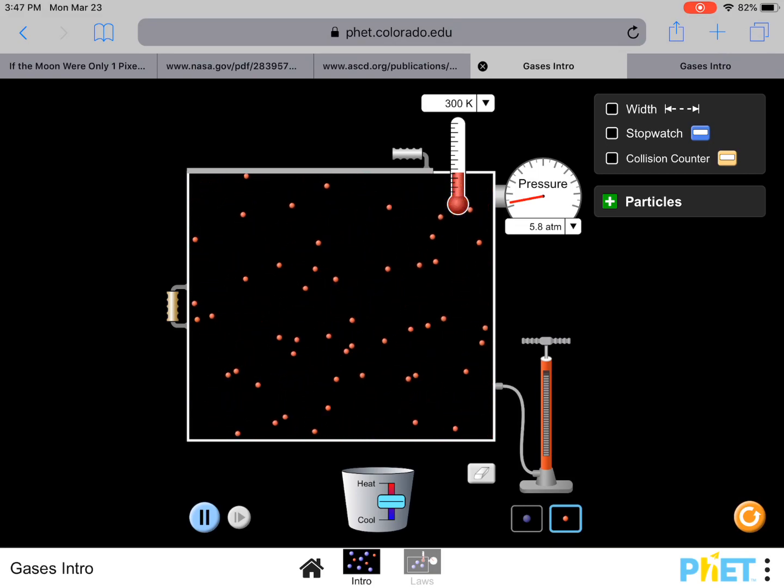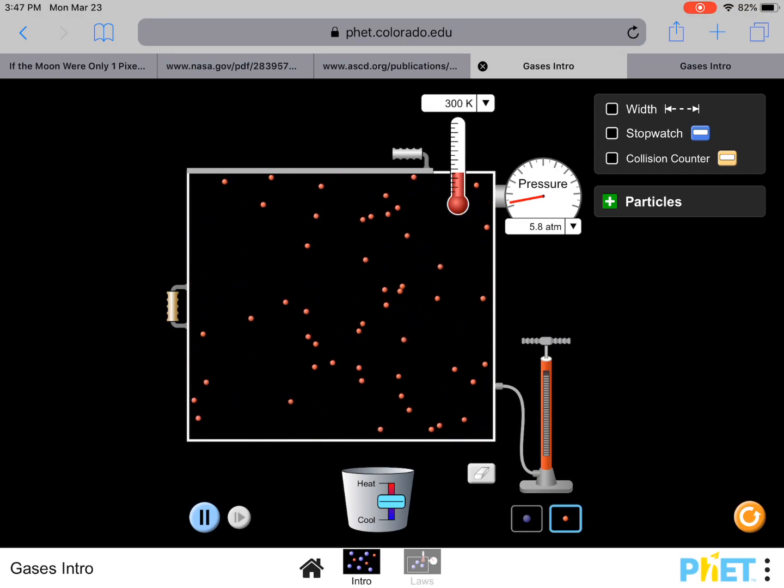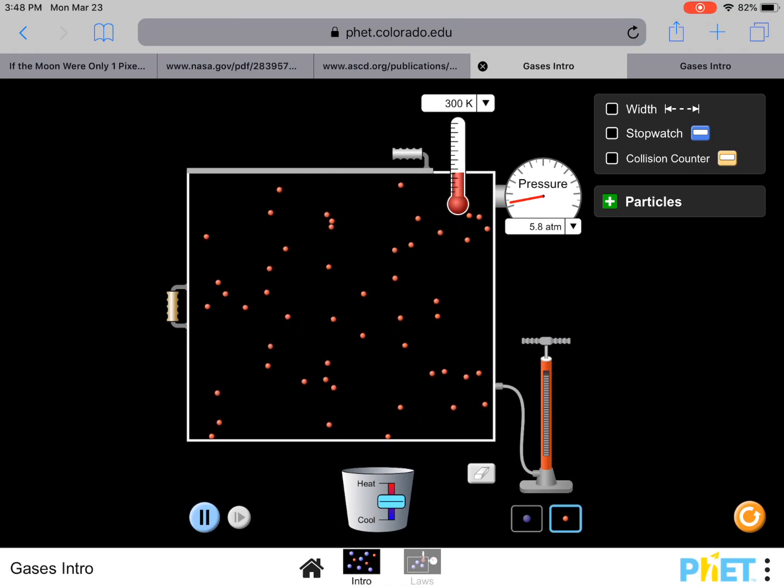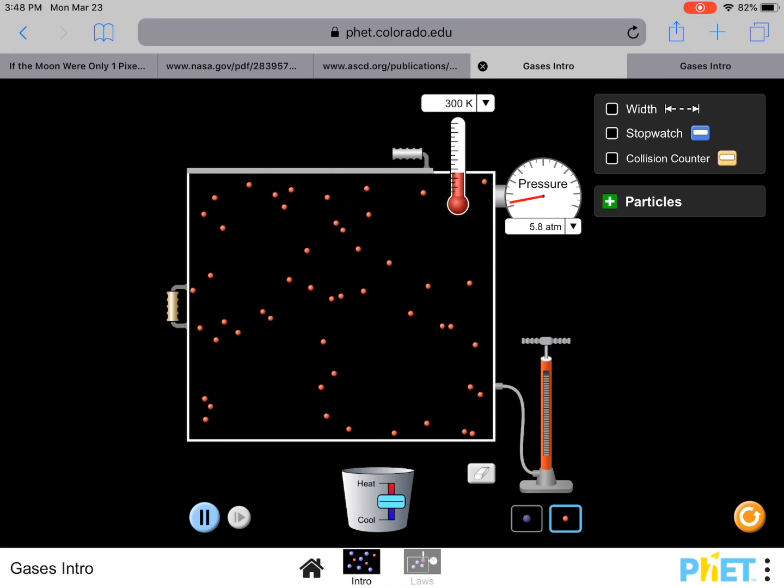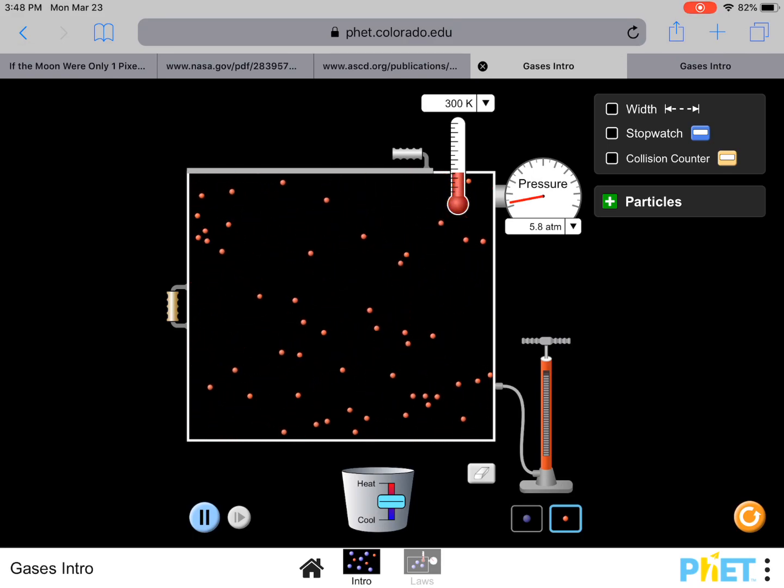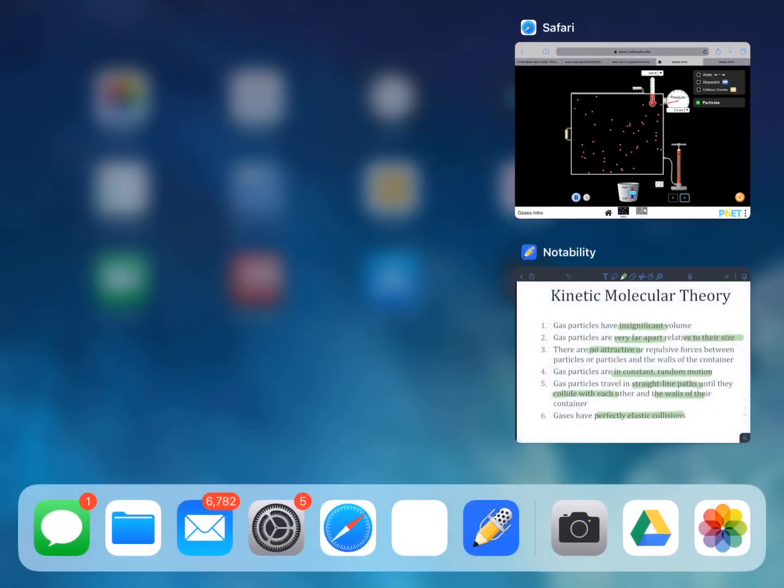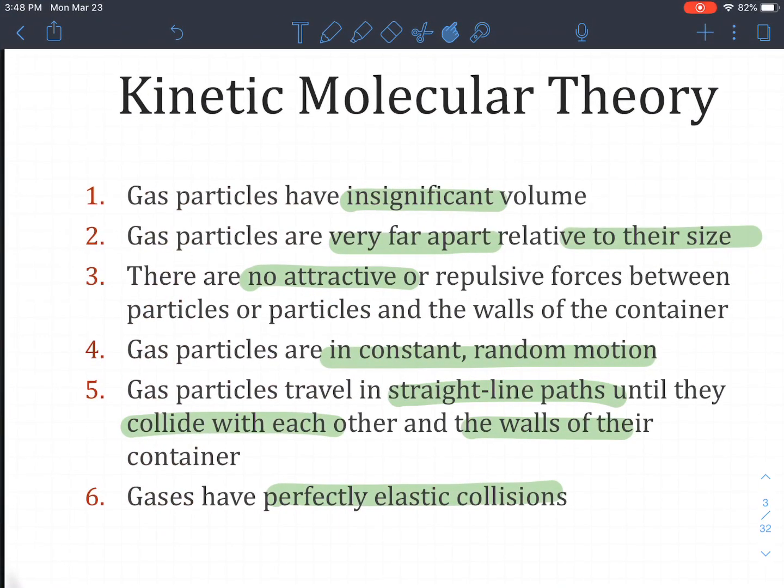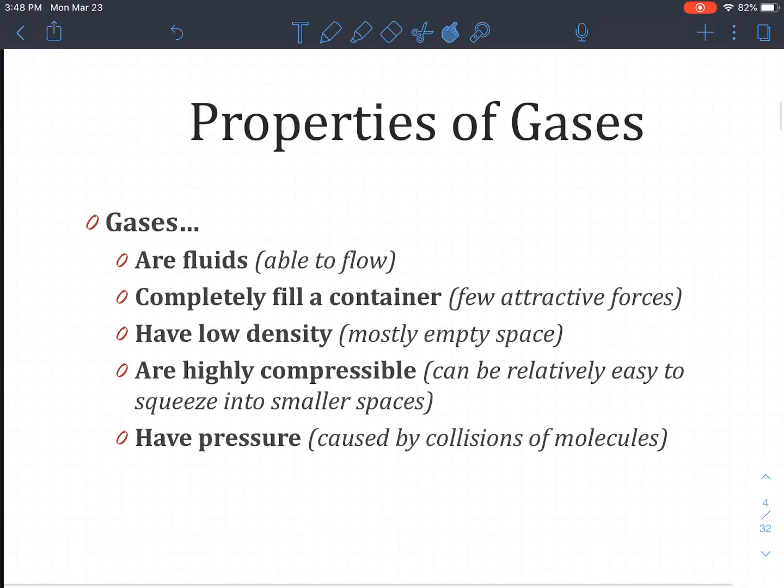When they hit the walls of the container, they keep on going. That's what it means to be perfectly elastic. Imagine bouncing a bouncy ball and then it never stops bouncing. That's an elastic collision, and gases behave like that. Now, let me go back and make sure I'm following along properly. We'll just talk about some properties of gases next.